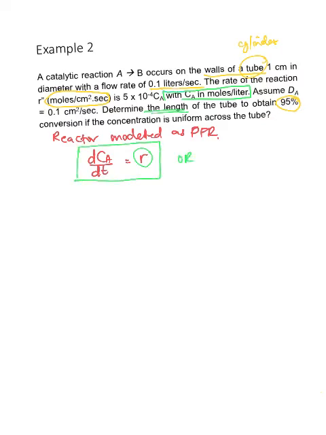Or you can write it as negative dCA per dt equal to negative R. Okay, but the negative sign actually refers to the disappearance of reactants, not the value of the rate of reaction. Okay, then next we write the pseudo homogeneous rate. So first step, reactor model equation. Second step is the pseudo homogeneous rate equation.